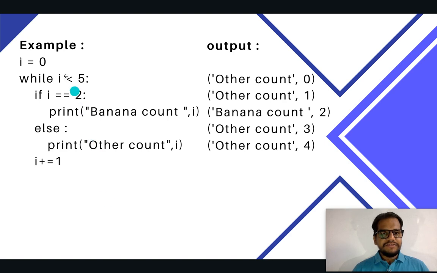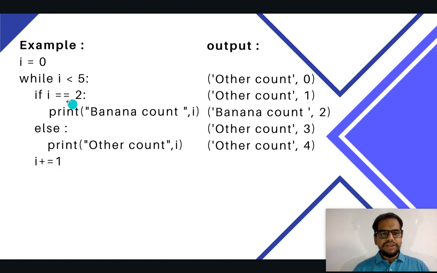example: i = 0, while i < 5. We take an if condition here for better understanding. If i == 2, we print banana count, i. In the else part we print other count, i. In a similar way we increment the value, i += 1, using the assignment operator. The output comes like: other count 0, other count 1, banana count 2.